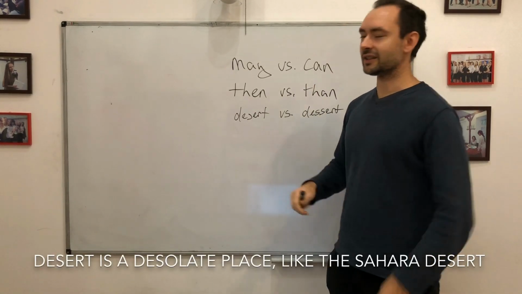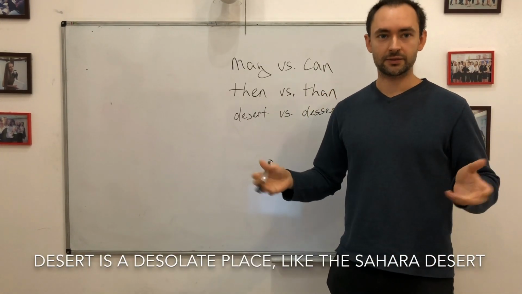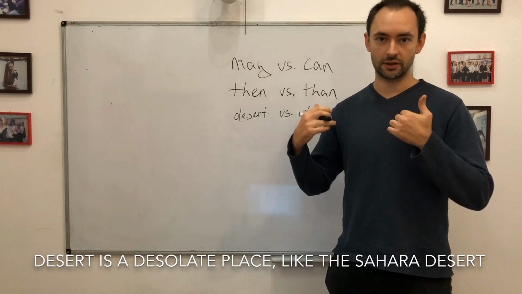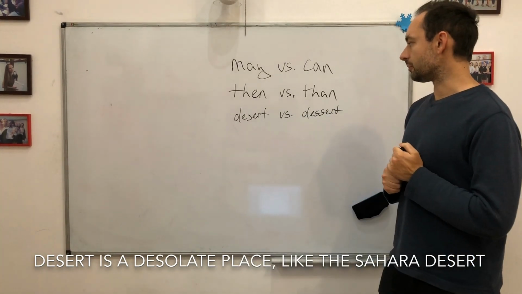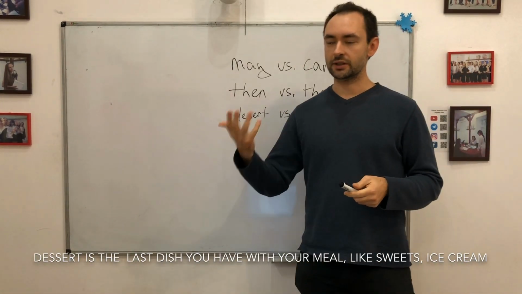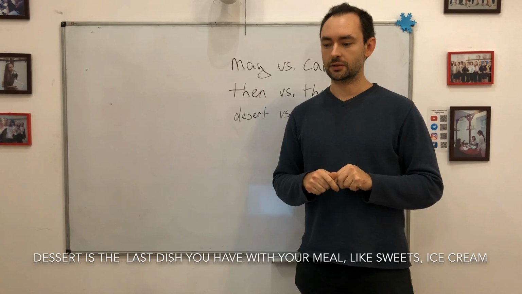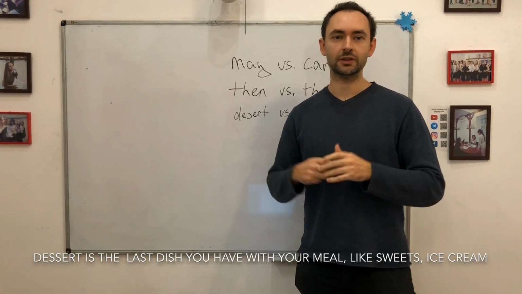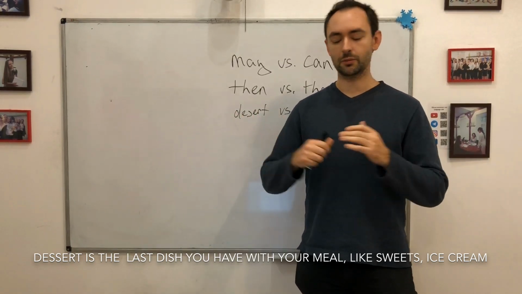So desert is a desolate place without water, usually filled with sand, so like the Sahara Desert. And dessert is usually the last dish you would have with your meal. It's usually sweet, so like ice cream or cake.